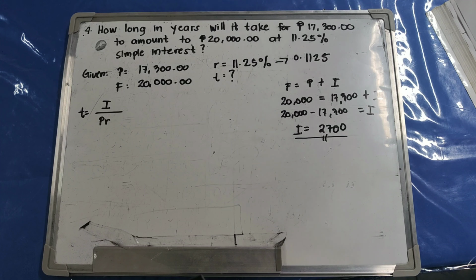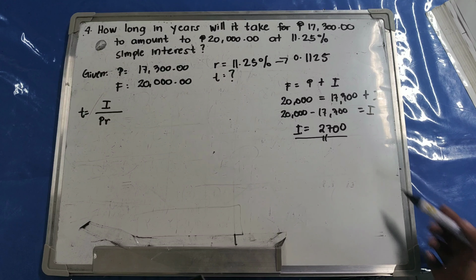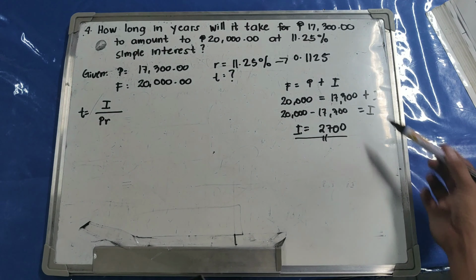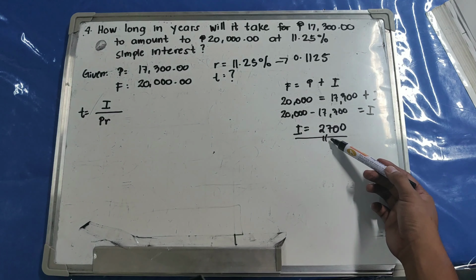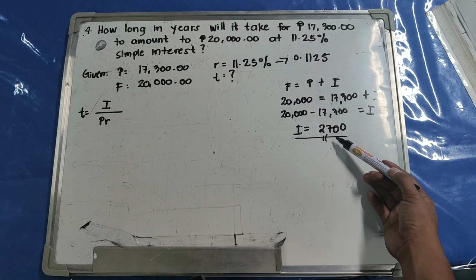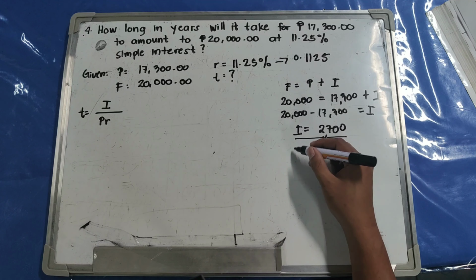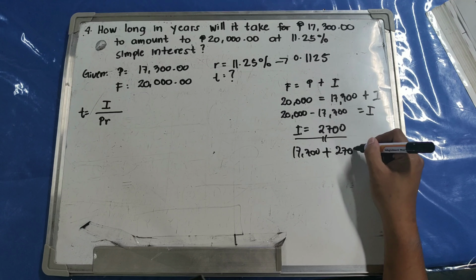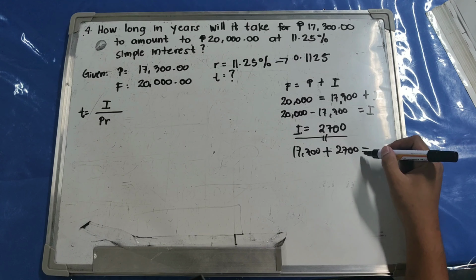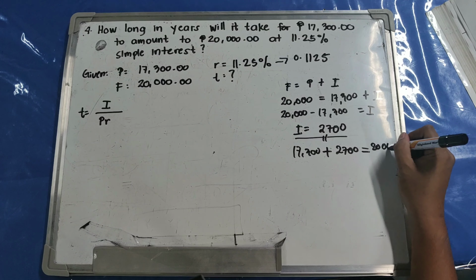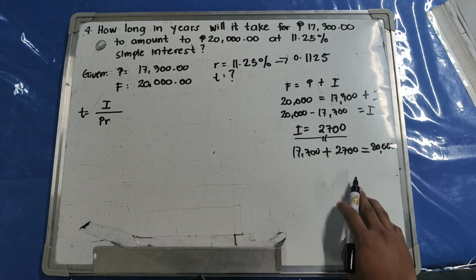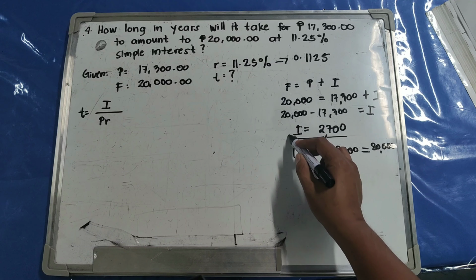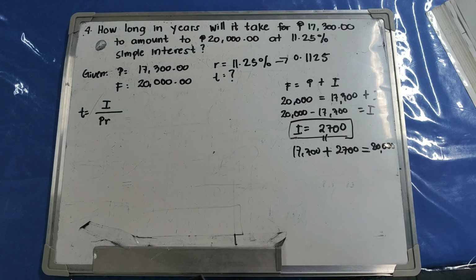Logically, again, our future value is equal to the principal plus the interest. If you are going to check it, our principal is 17,300 plus the interest 2,700. If you add them, principal plus the interest, it will result in the future value of 20,000 pesos. We must learn how to utilize the formulas. So again, our interest is 2,700.